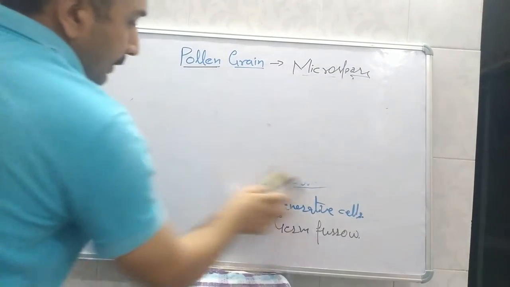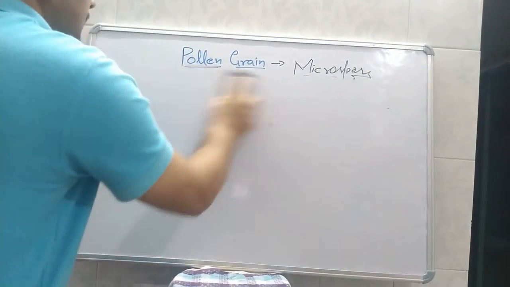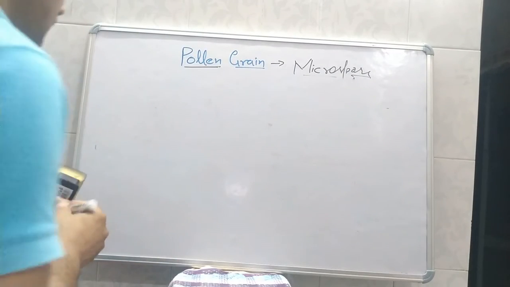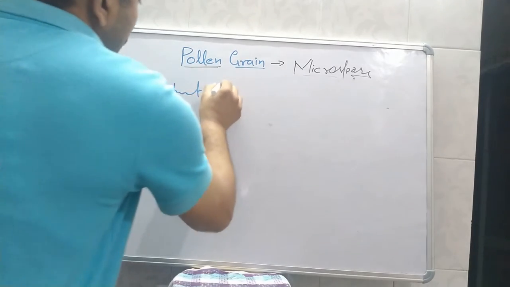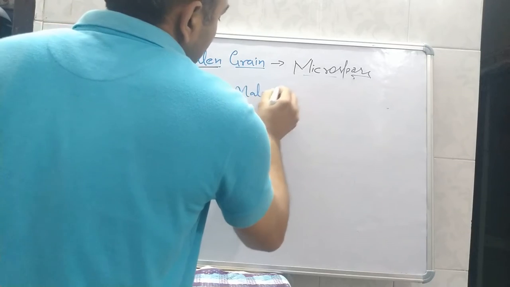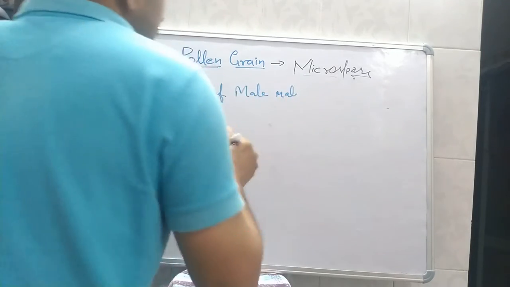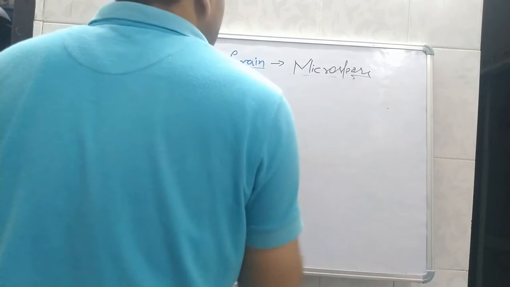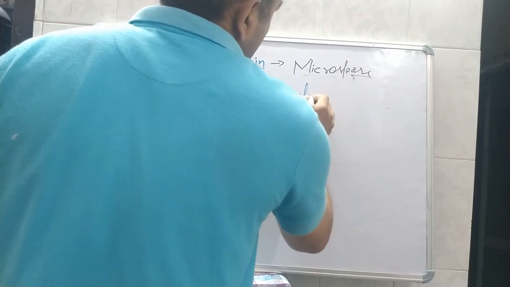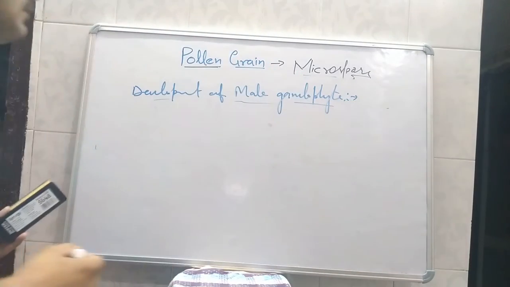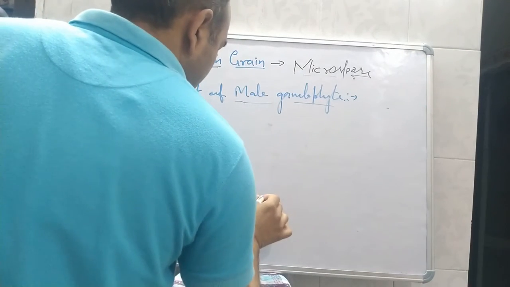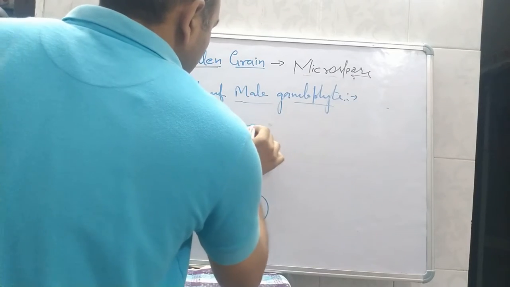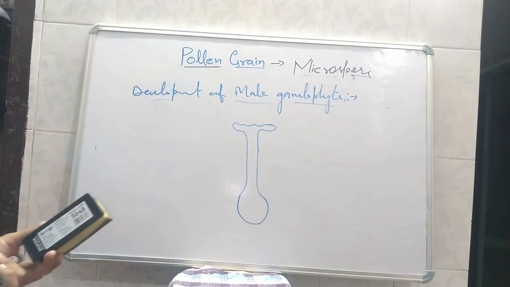Now we are going to discuss the development of male gametophyte या pollen grain. Now large number of pollen grains they are released from the pollen sac and they do not germinate till they fall on the stigma of the female flower.